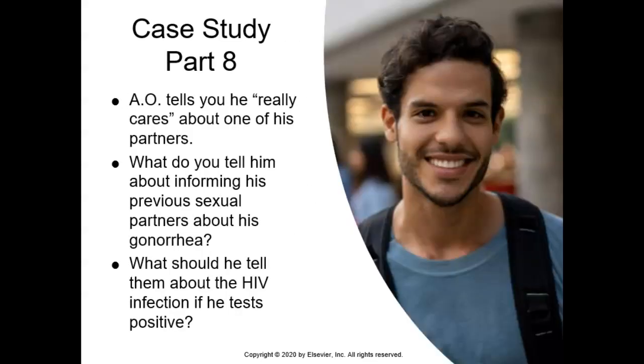And then let's go back to our case study. We're on part number 8. It says AO tells you he really cares about one of his partners. So what do you tell him about informing his previous sexual partners about his gonorrhea? And what should he tell them about the HIV infection if he tests positive?